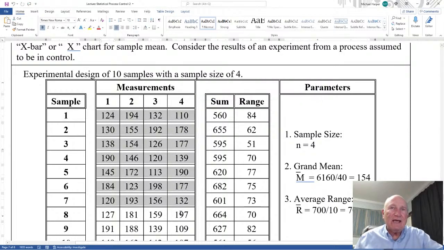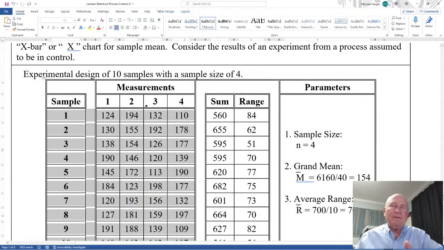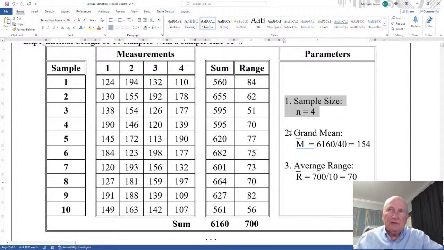I actually list the actual measurements. Okay? And let's suppose these measurements are length in millimeters, for example. And so what are the parameters? Well, if you notice, in the P chart our parameter was P bar. In the C chart, our parameter was also C bar. But for the M and R chart, now there are 3 parameters. And over here, the 3 parameters simply are the sample size, the grand mean, and the average range. Well, let's see what those mean.